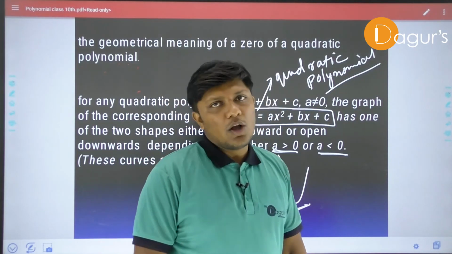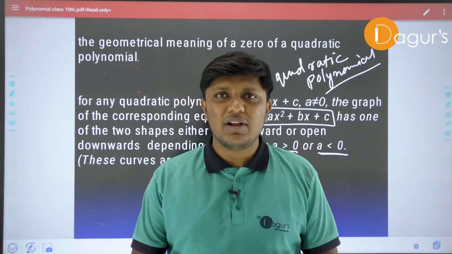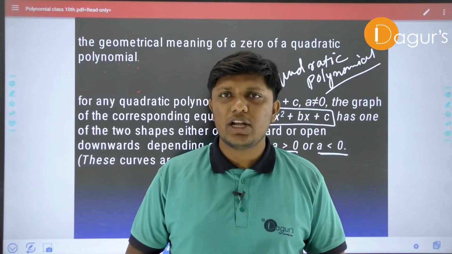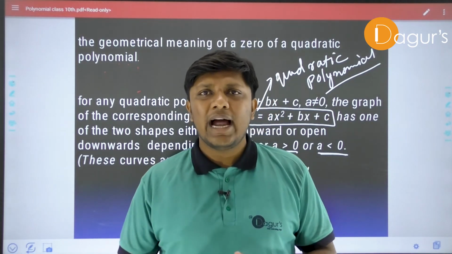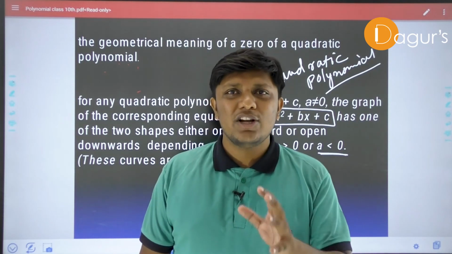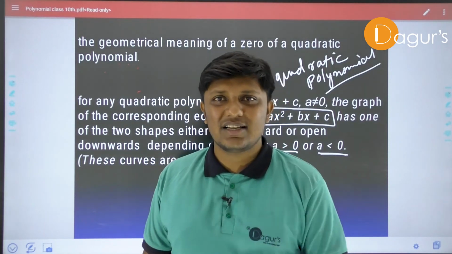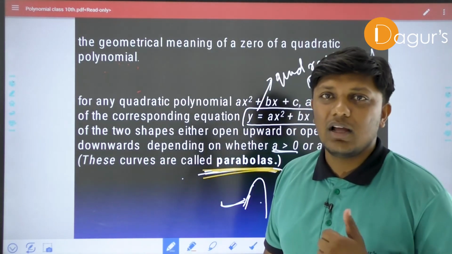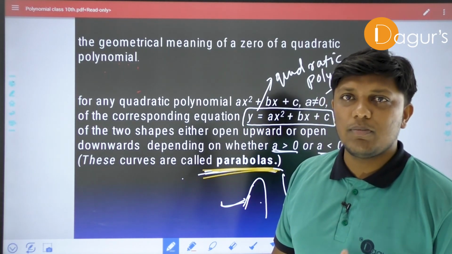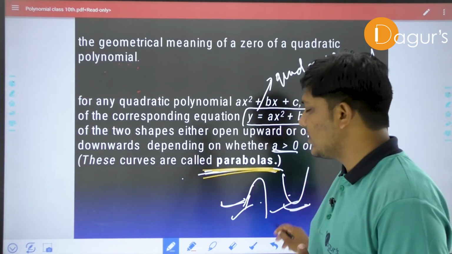Is it okay? Okay students, thank you. In the next session I will come with some examples of quadratic polynomials, and I will show those examples on the graph, so that you will get clear that yes, I am right. That if there is any quadratic polynomial, then the shape will be like this or like this.